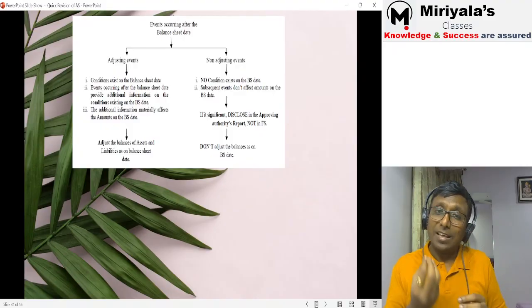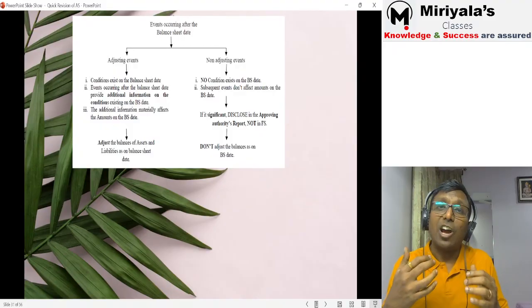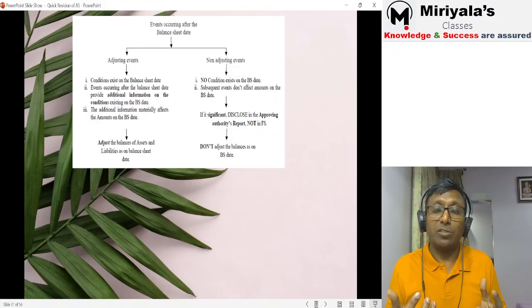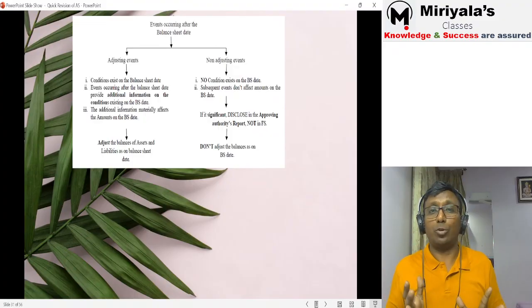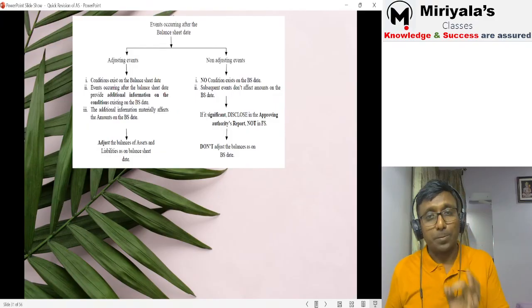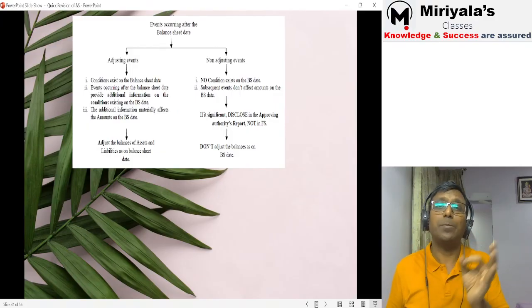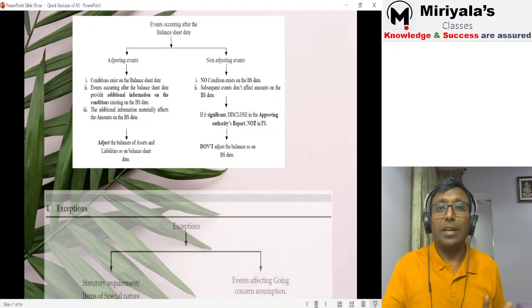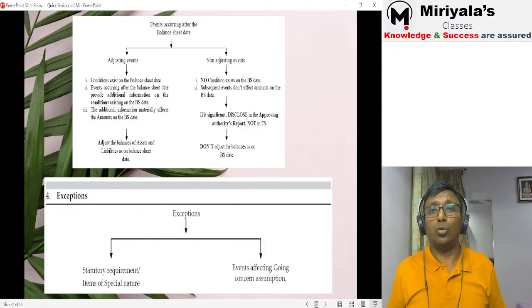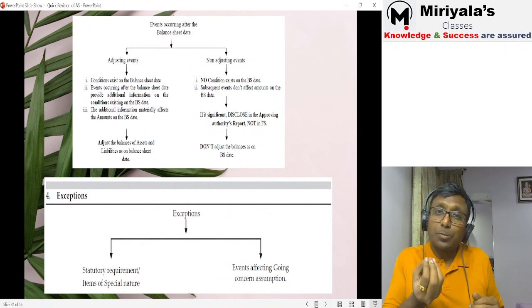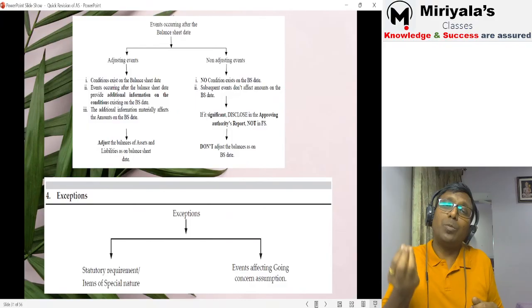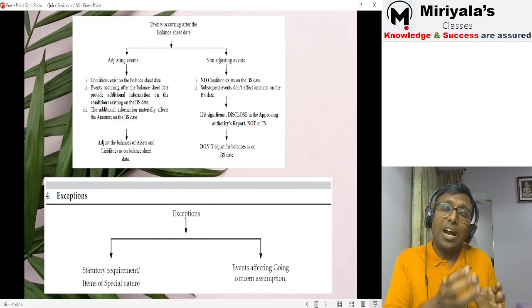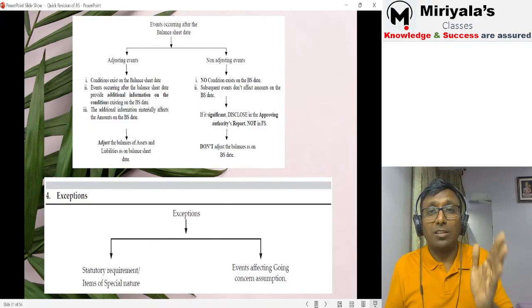But if there is a non-adjusting event other than the proposed dividend, that should be disclosed only in the board of directors' report. Proposed dividend is a special point which is required as per Schedule 3. For this rule, there are two exceptions. Exception means that even though the item is a non-adjusting event, it should still be considered an adjusting event and accounted for as on 31st March.